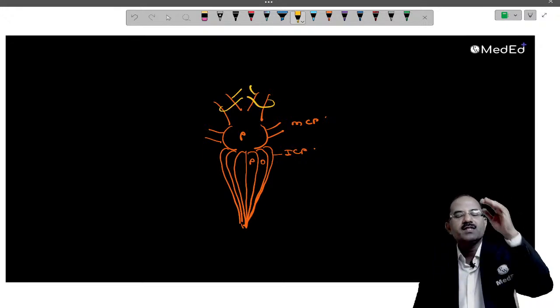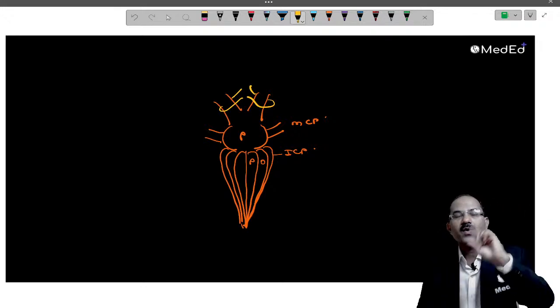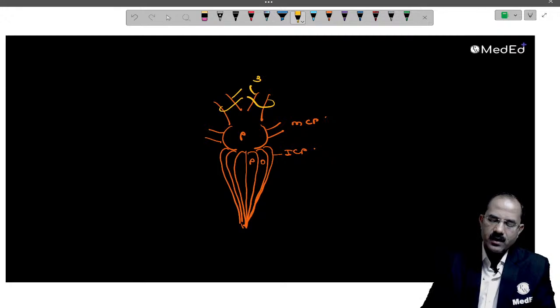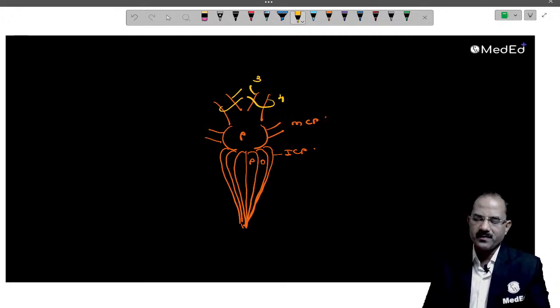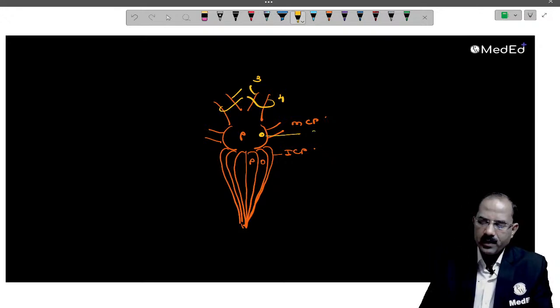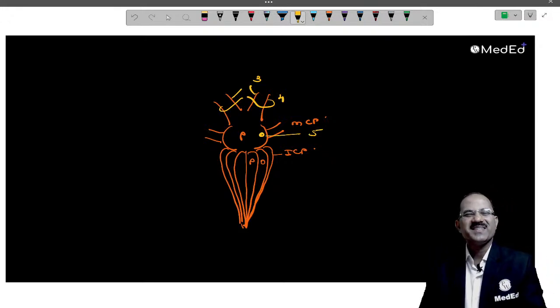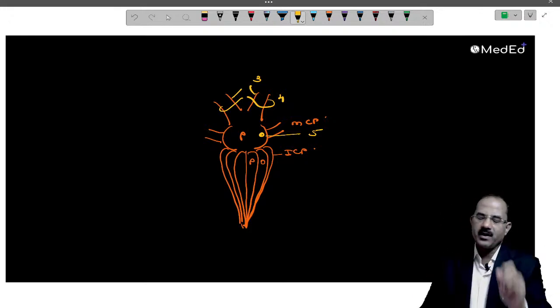All the cranial nerves emerge from the ventral aspect of the brainstem except the trochlear nerve, the fourth nerve. So this is the third, and the fourth nerve arises from the dorsal aspect of the brainstem. The nerve attached at the junction of the pons with the middle cerebellar peduncle, that's the fifth nerve, right?